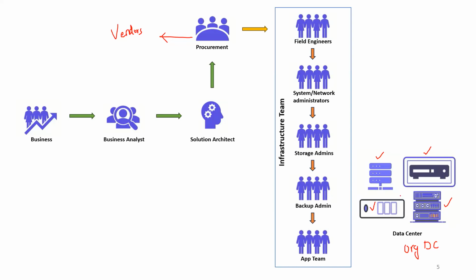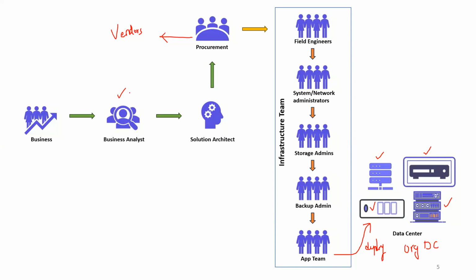Then the application team, whoever has created the code for your application, will be deploying your application on top of this hardware, on top of this infrastructure, which is available in the organization data center. So this is what happens in the traditional working model. In the traditional working model, a business comes with a requirement for an application, and then the business analyst comes into the picture. He will get the requirements from the business team.